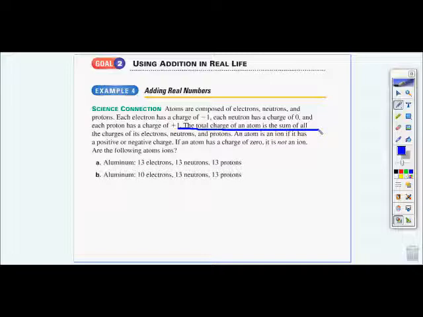Are the following atoms ions? So in letter A, I have aluminum. Aluminum, it says, has 13 electrons. And electrons have a negative charge, so for letter A, I'm going to have -13. Now my next one is neutrons. Each neutron has a charge of 0. So that's pretty easy.